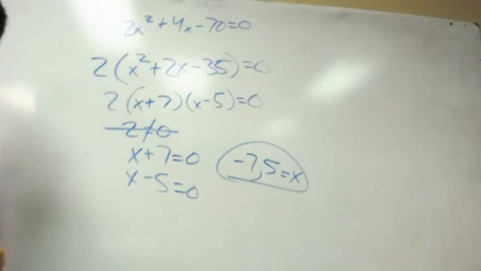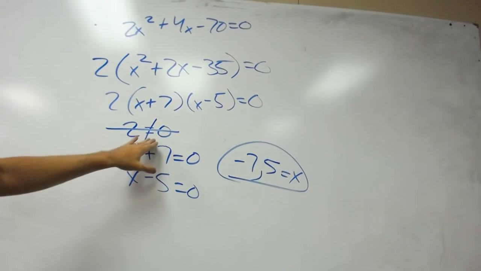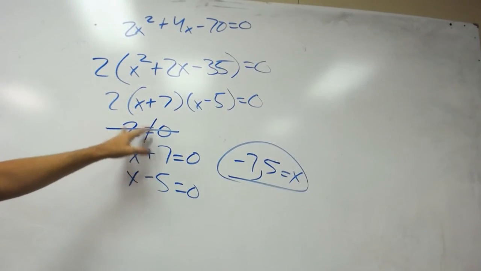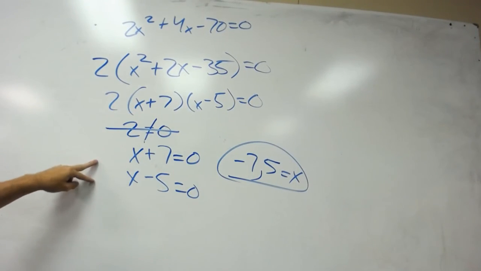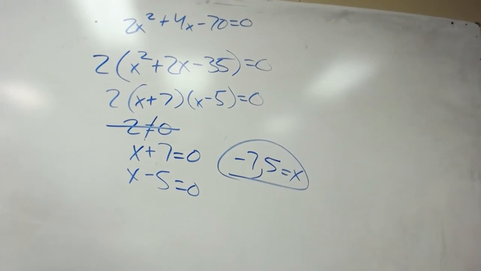So the book just wanted me to make sure I taught that. Just to know that 2 doesn't equal 0. Sounds like common sense, but don't put that 2 or anything as an answer. You would only have 2 answers here. Anyways, that is how you do solving by factoring, and that concludes lesson 38.